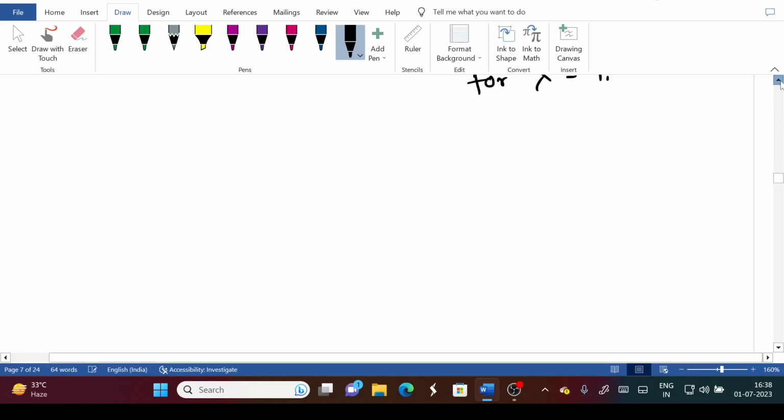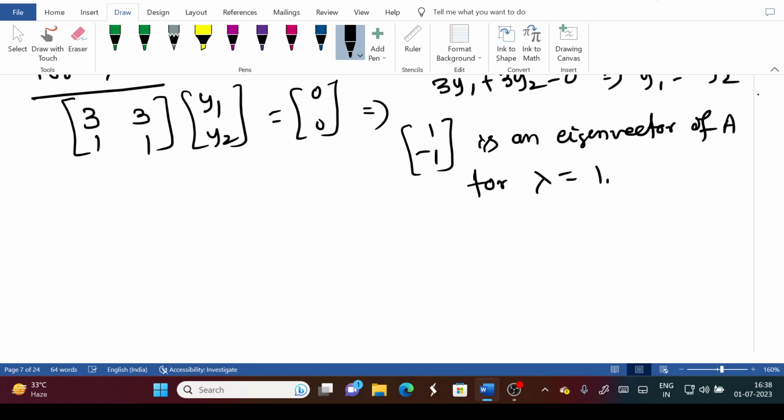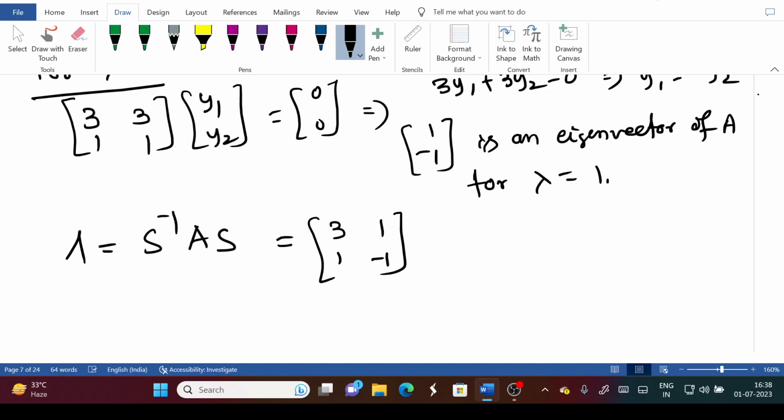So here, as we have to diagonalize the given matrix, lambda is equal to S inverse A S. What is the first eigenvector? It is (3, 1). Second eigenvector (1, -1). And A is [4, 3; 1, 2]. What about its inverse? You can verify, S is [3, 1; 1, -1]. Okay.